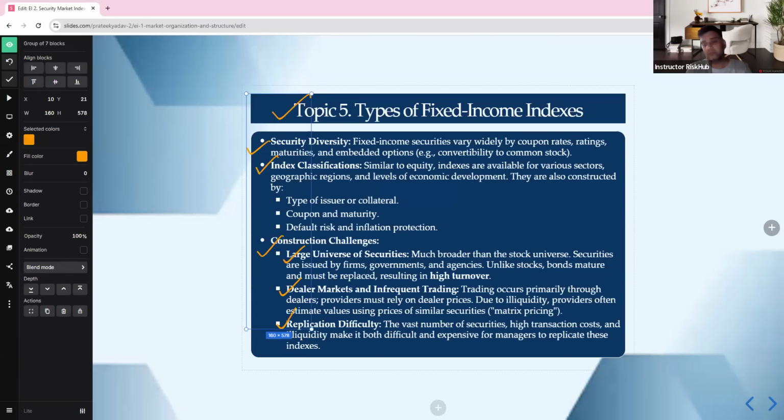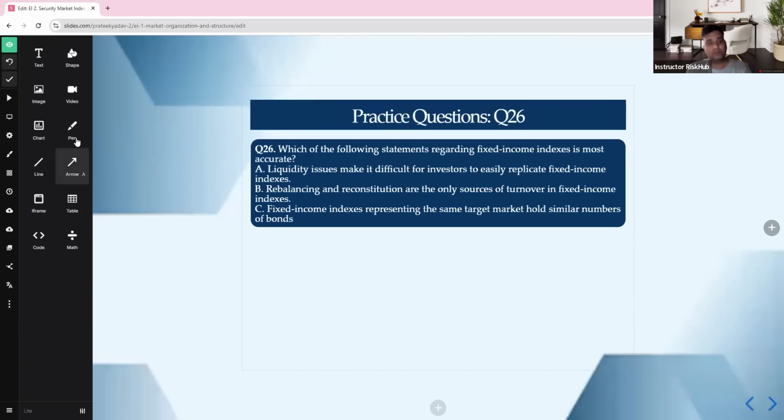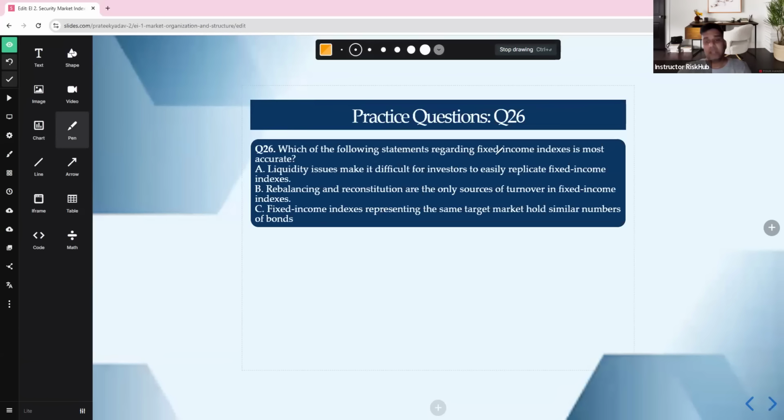So once you have read the theory, quickly go to the question. Which of the following statements regarding fixed income indexes is most accurate, right? Liquidity issues make it difficult for investors to easily replicate fixed income indexes. That's correct, right? Illiquid bonds are hard to replicate.